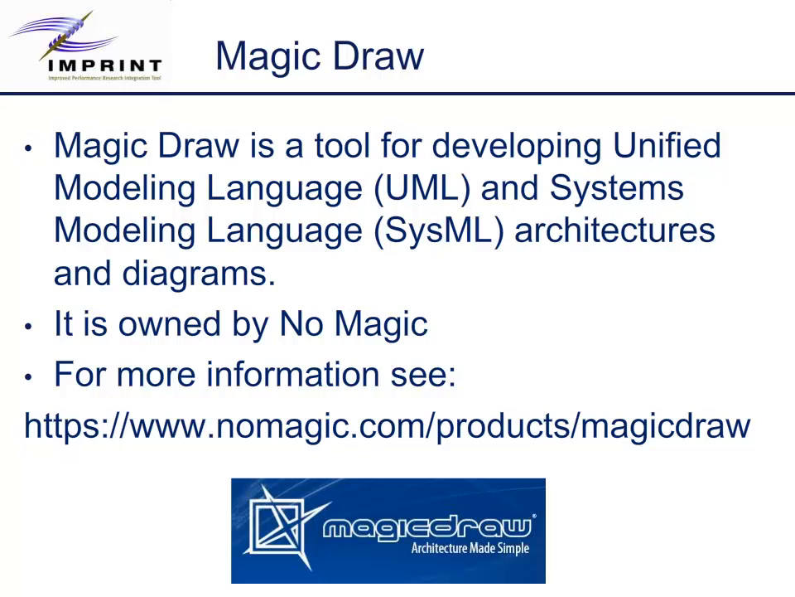MagicDraw is a tool for developing Unified Modeling Language, or UML, and Systems Modeling Language, SysML, architectures and diagrams. It is owned and developed by NoMagic. For more information, go to the NoMagic website listed here.